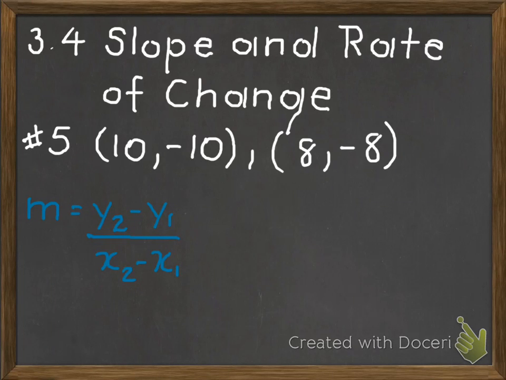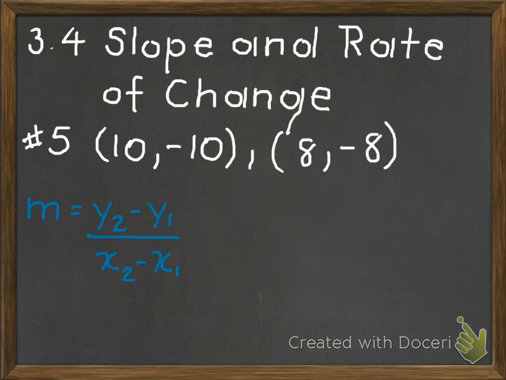Section 3.4, Slope and Rate of Change, Selected Homework Problems. Number 5. Find the slope of the line that goes through the given points. And the given points are (10, -10) and (8, -8).